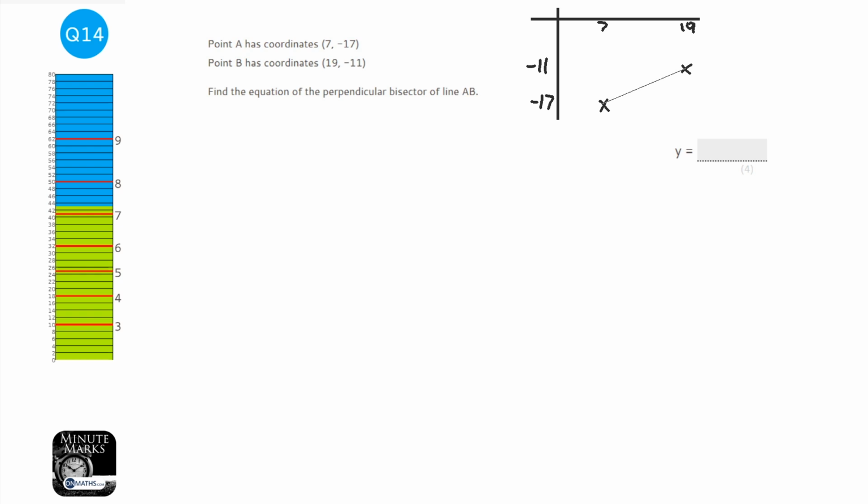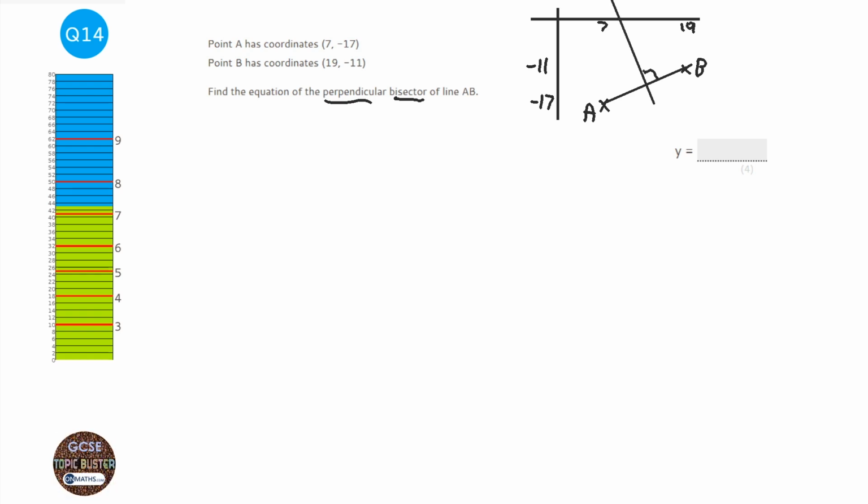Okay. This is called line AB. Now, we're asked for the perpendicular bisector. Perpendicular means it's going to hit that line at right angles. Bisector means it's going to cut it right down the middle. So I'm going to start off at the middle of the shape and draw a quick sketch there like that.